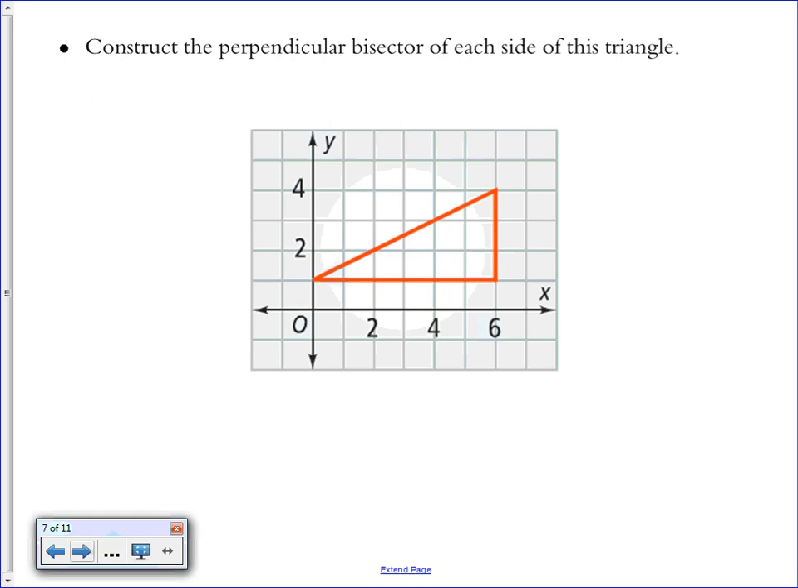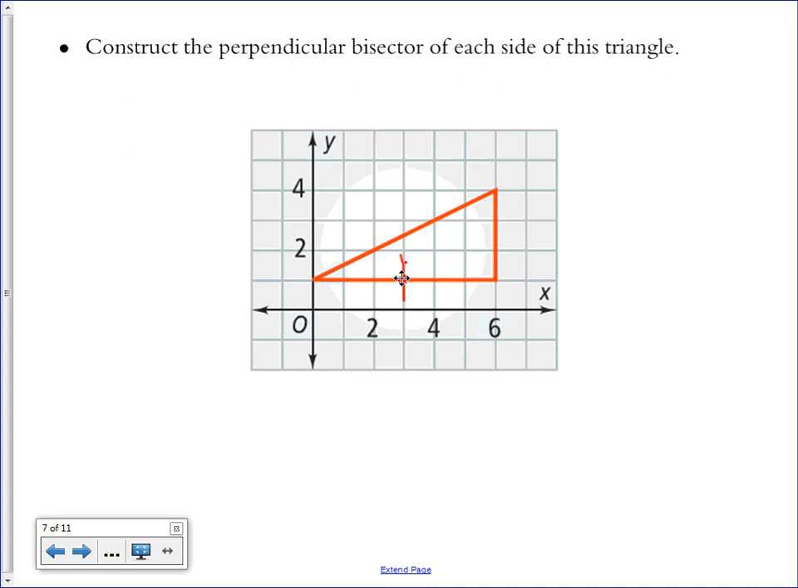I can see the midpoint of the bottom of this triangle just using my eyes, right? This is equidistant from the left and from the right. It's right in the middle of the bottom of this triangle, and I want to draw a segment that goes right through that midpoint that's perpendicular to the bottom of this triangle. So it's basically this segment.